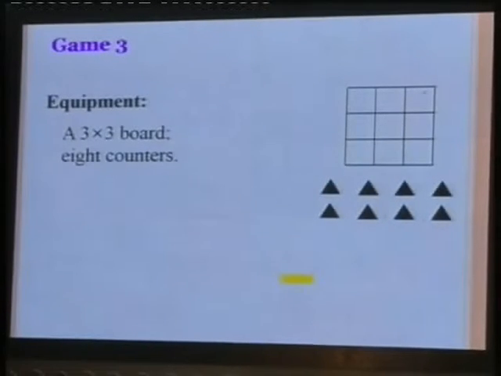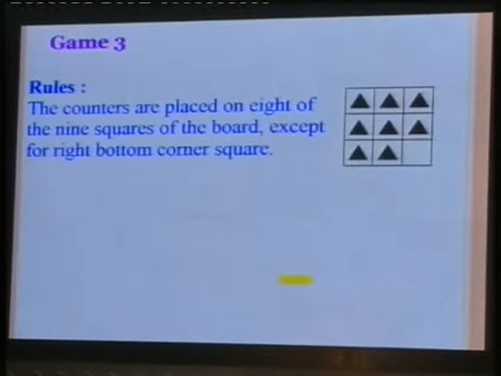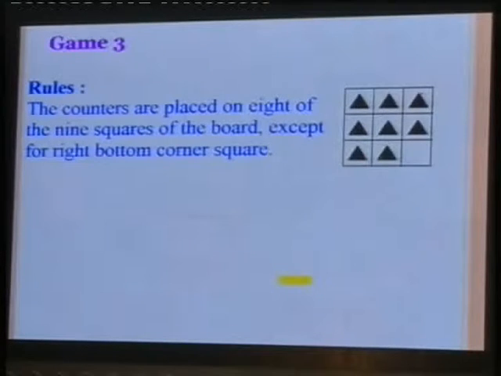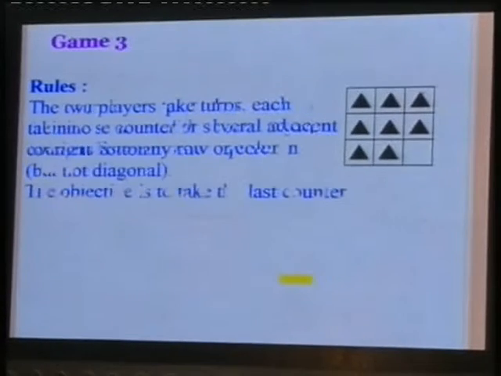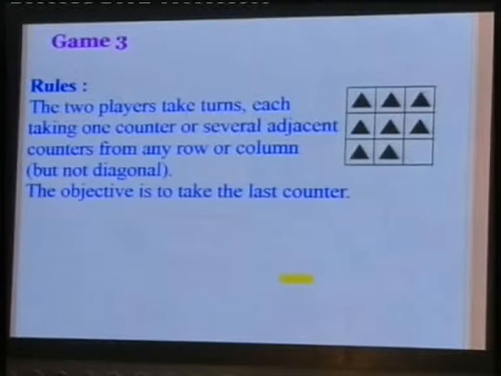I think game 3 is the first pretty interesting game. I like this one. You have a 3x3 grid along with 8 counters. You place the counters on the board like this, and players take turns removing 1, 2, or 3 counters, provided they all lie in the same row or column. And also, the counters have to be adjacent.